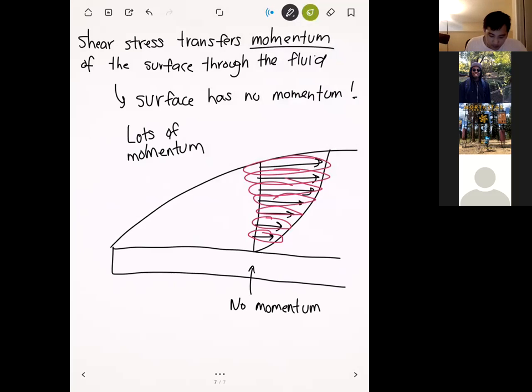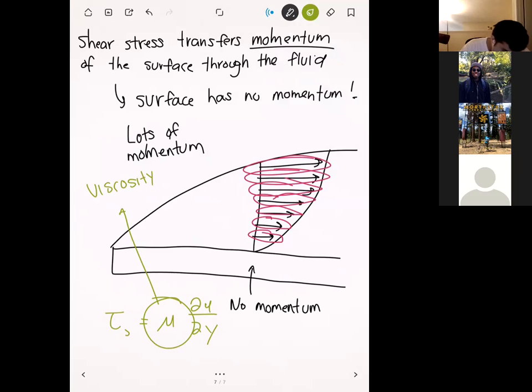Okay. And then the parameter that modulates this whole thing is our viscosity, right? So remember we had tau s is equal to viscosity times du dy. And so depending on the viscosity of our fluid, that's going to change the magnitude of our shear stress. In other words, what we can say is that viscosity will modulate the amount of shear stress that's experienced in the fluid.